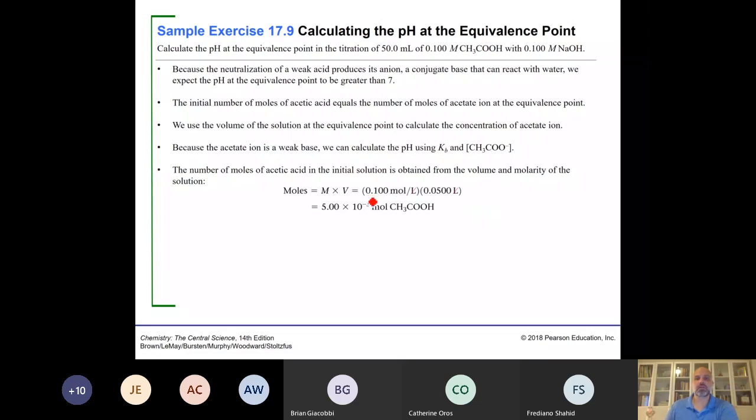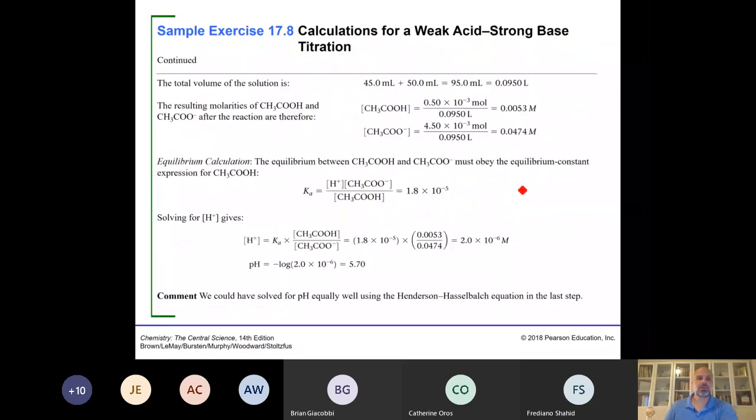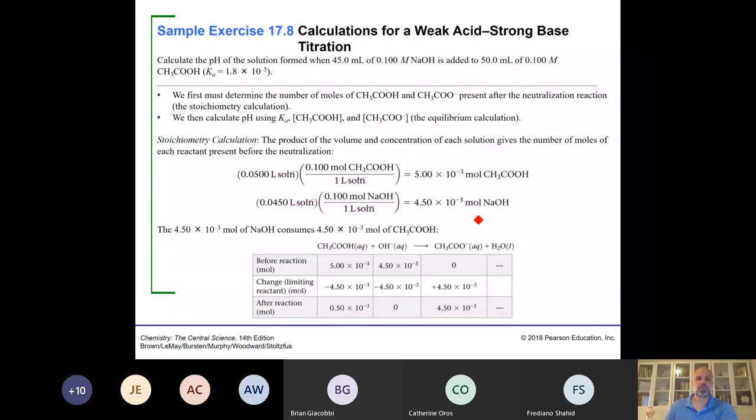To calculate the number of moles, it's just the concentration multiplied by the volume. That gives us our number of moles. So we have 5.00 times 10 to the minus 3 moles of acetic acid. Hence, when we work through the table, we set it up similar to the table here: the before reaction, the change based on the limiting reactant, and then after reaction.